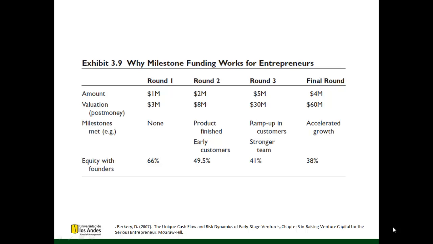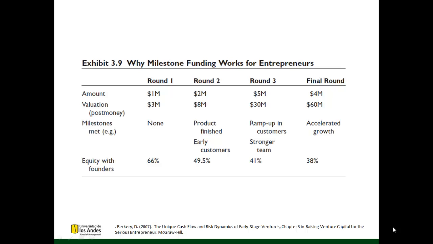So what the entrepreneurs are doing here is, let's get only the amount of money that we need in order to get to the next round, right? And as we see, that amount of money keeps growing, right? At the beginning, they ask only for $1 million, then for 2 million, then for 5 million, then for 4 million in the final round, right? And at each stage, when they get the money, of course, at each round, their own participation in equity keeps going down, right? After the first round it is 66%, then 49.5, then 41, then 38.